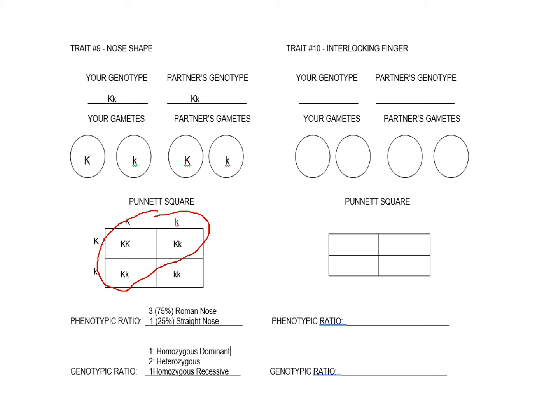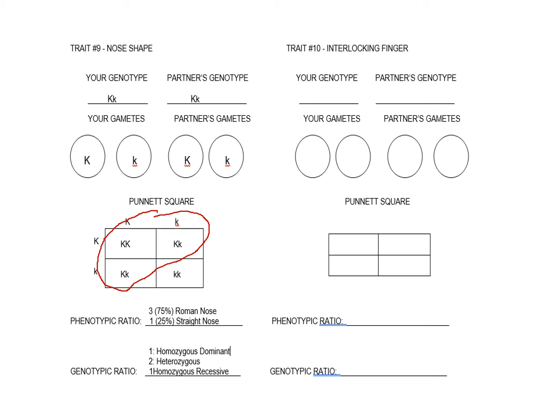So what you'd write here is you have 3, or you could use 75% potential that the offspring of these 2 parents would have a Roman nose, and there would be a 1 out of 4 or a 25% chance that they'd have a straight nose.